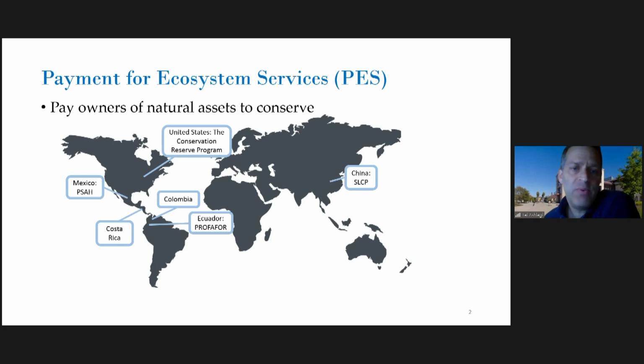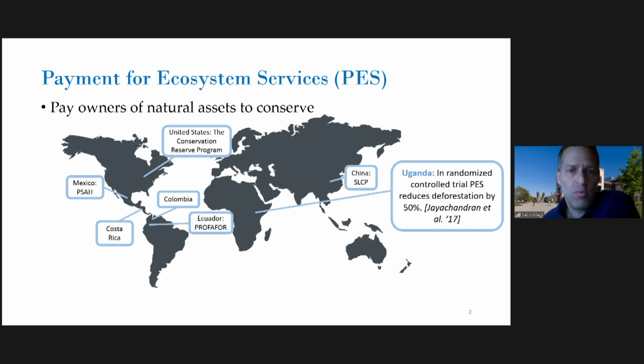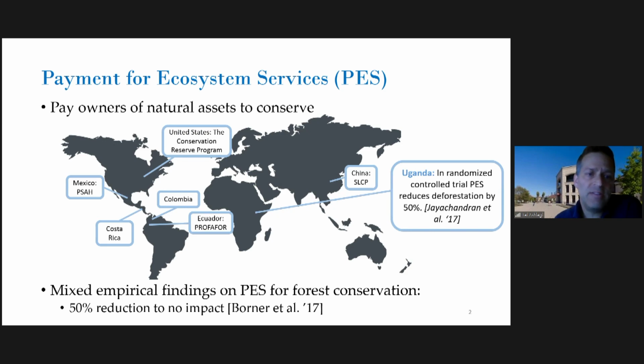But one example of a specific program that I would like to mention is in Uganda, where there was a randomized control trial for a payment for ecosystem services, which was done by development economists together with some NGOs, by Seema Jayachandran, who was at Northwestern. What they found is that payments actually help, reducing deforestation by up to 50%. At the same time, there are a lot of mixed empirical findings, and it doesn't always help. We see a range from up to 50% to no impact at all of such payment systems.